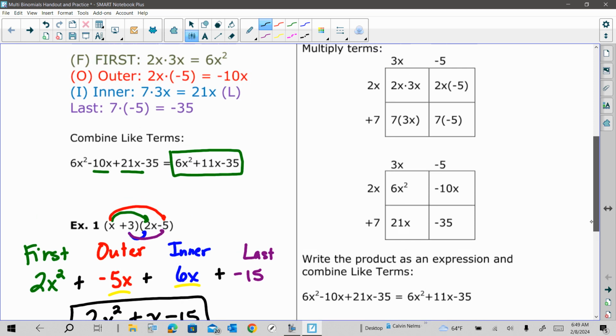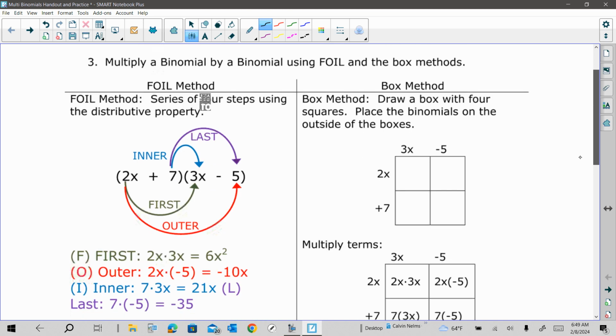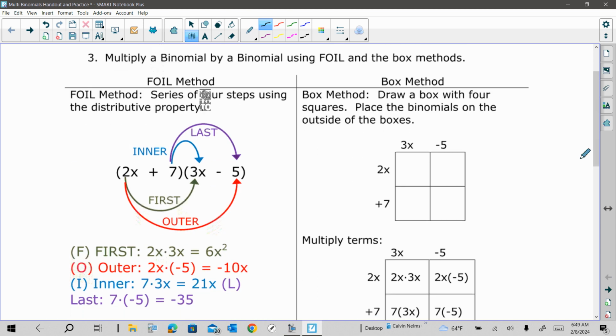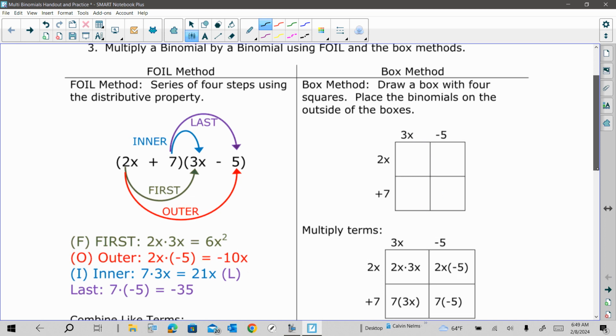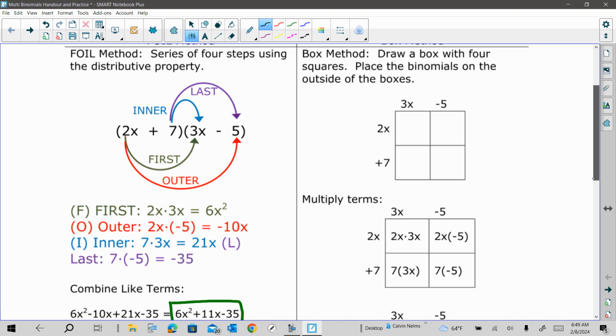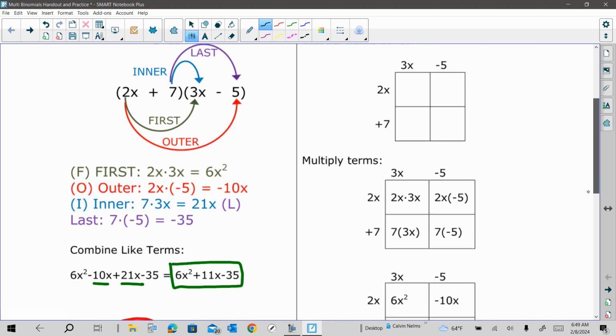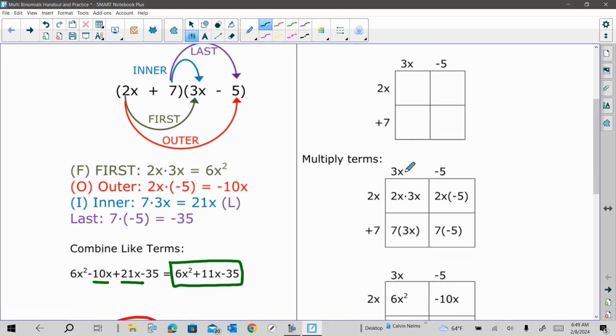You could also use, on the right side here, the box method. So because we have two binomials, we're going to do a 2 by 2, okay, which gives us 4 squares. 2 times 2 is 4. And we're going to place the binomials outside the box. So they're trying to show you here. The first 2x plus 7 is on the left, and then the 3x minus 5 is on the top.